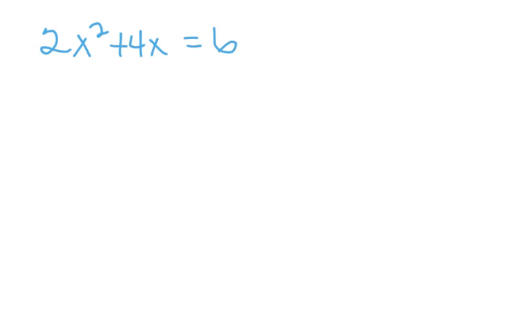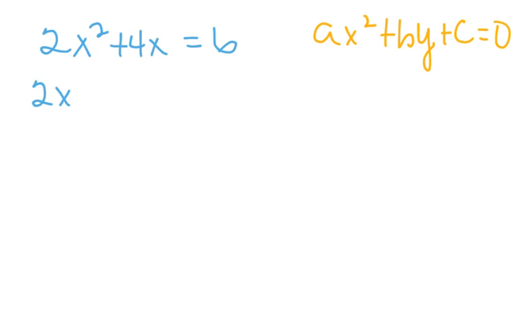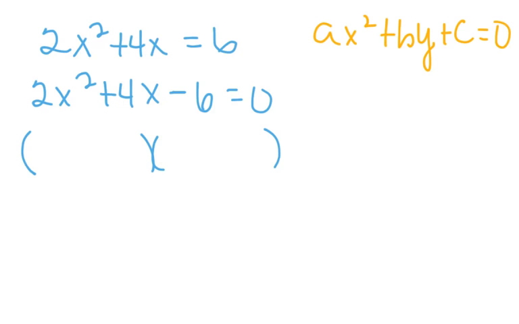So I have 2x squared plus 4x equals 6. Again, we want to get it into standard form, which is ax squared plus bx plus c equals 0. So everything on the left instead of equal to 0. So I have 2x squared plus 4x minus 6 equals 0. Okay, and let's set up our parentheses and begin factoring. I have a 2x squared here. What two things multiplied to get 2x squared? Well, we have to have a 2x and then an x. 2x times x equals 2x squared.